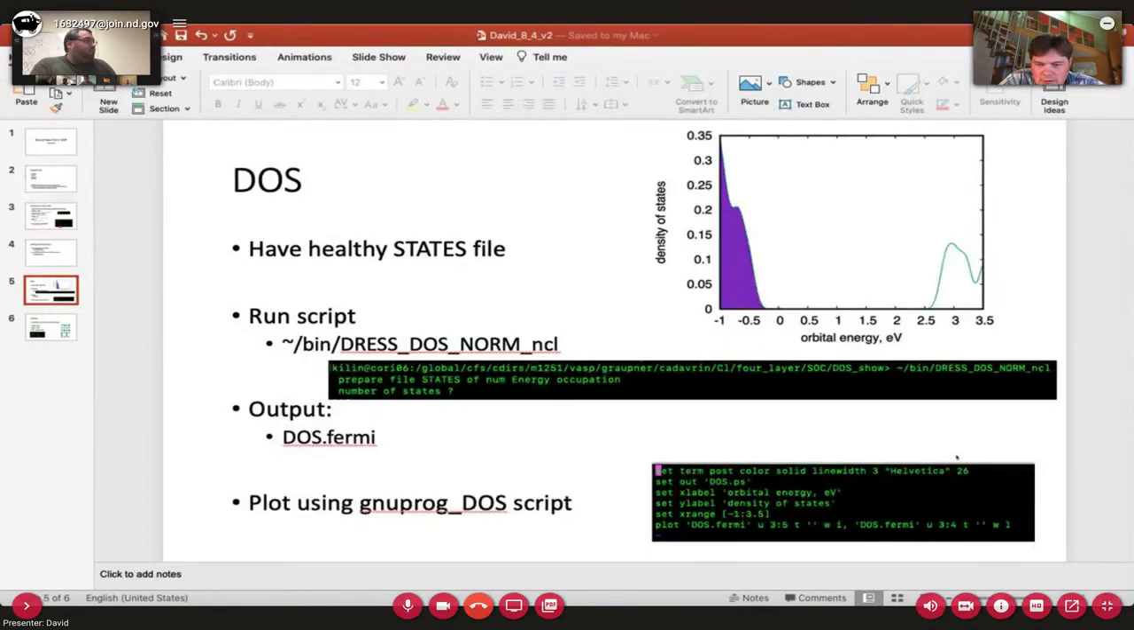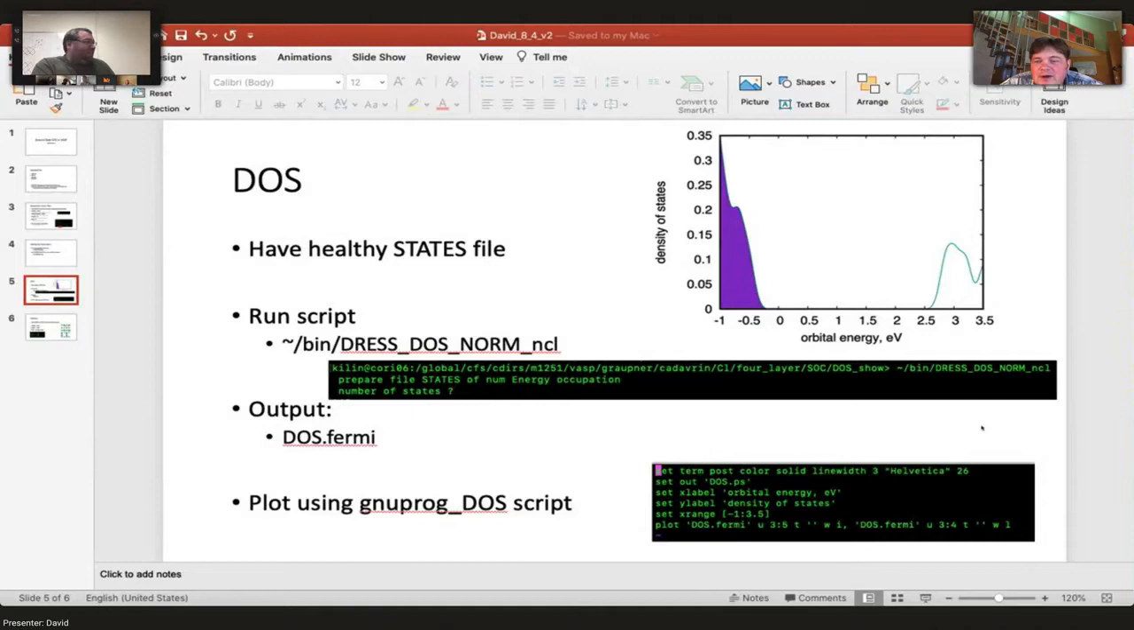So now, once you have your job run, you can make your density of states. To do this, you need a states file. How do you get a states file? You make an energy pop file, and assuming the energy pop file is, you make an input overlap file. So you can do the states file by manually parsing records from the out car, if you have some desire to do that.